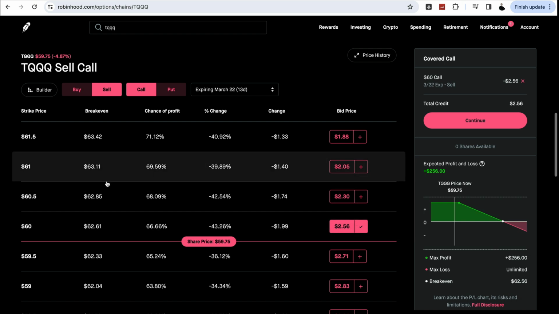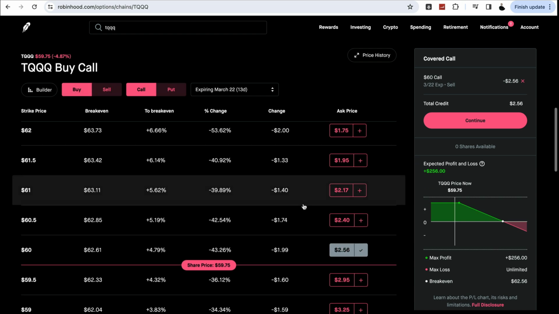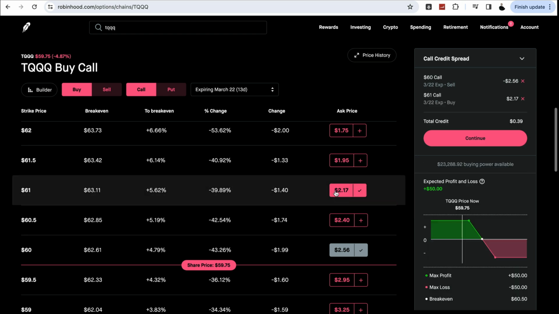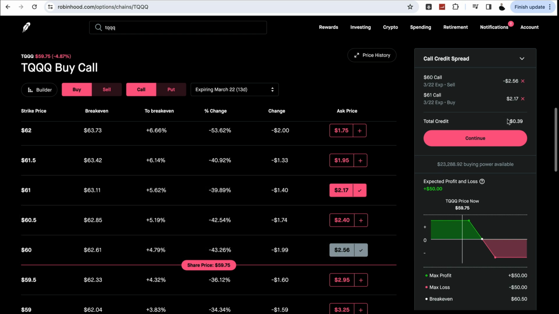Now then what you want to do is go to buy a call, and you want to go higher in price. So let's just go $1 higher at 61 and select that. And this means I'll have to pay $2.17 after collecting the $2.56. So I'm going to collect the difference as premium, which is the 39 cents per share or $39 here. And then you can see the profit and loss graph here.